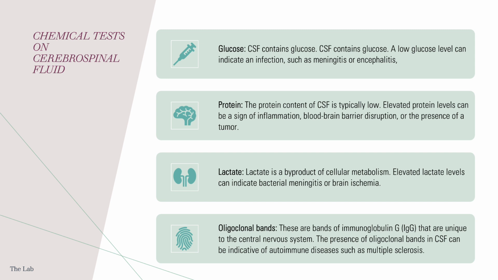Lactate: lactate is a byproduct of cellular metabolism. Elevated lactate levels can indicate bacterial meningitis or brain ischemia. Oligoclonal bands: these are bands of immunoglobulin G, IgG, that are unique to the central nervous system. The presence of oligoclonal bands in CSF can be indicative of autoimmune diseases such as multiple sclerosis.